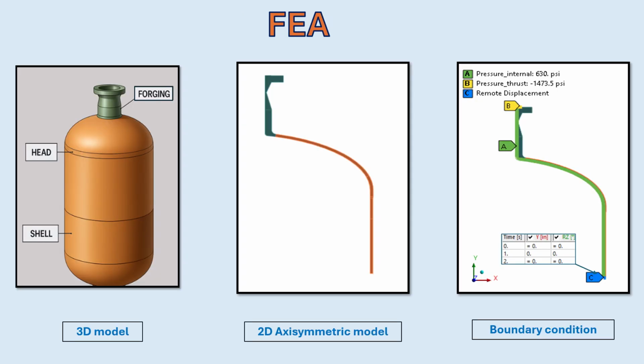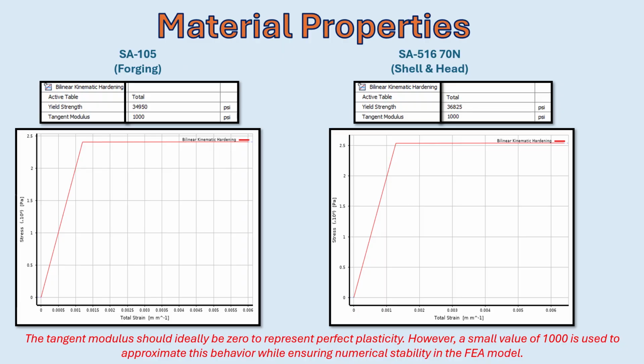A load of 1.5 times the design pressure, or 630 psig, is applied. The thrust force is adjusted accordingly. In limit load analysis, the material is modeled as elastic, perfectly plastic: linear elastic up to the yield, and perfectly plastic beyond yield. In FEA, the tangent modulus should ideally be 0, but we assign a very small value here, 1000, to maintain numerical stability.